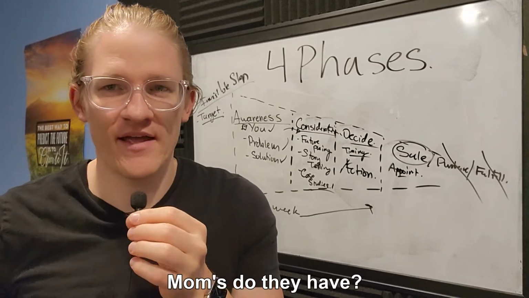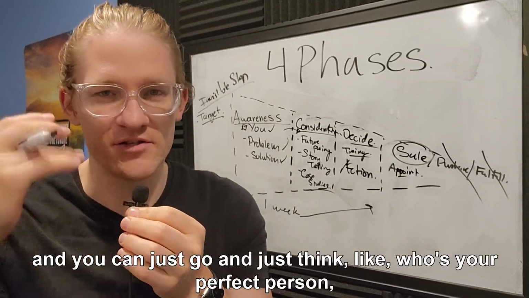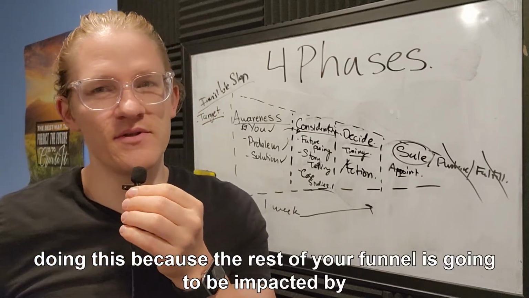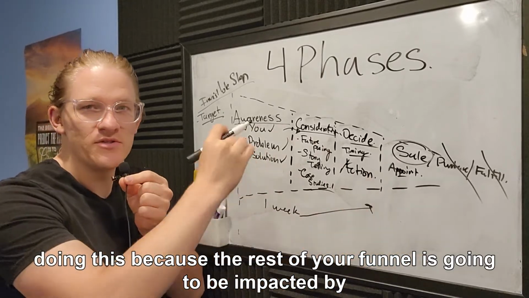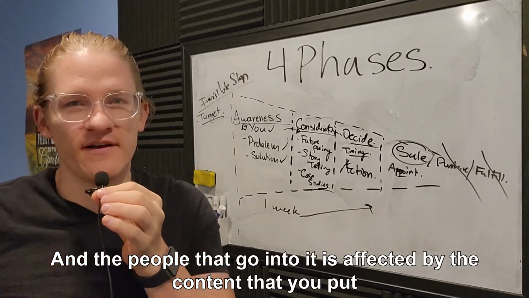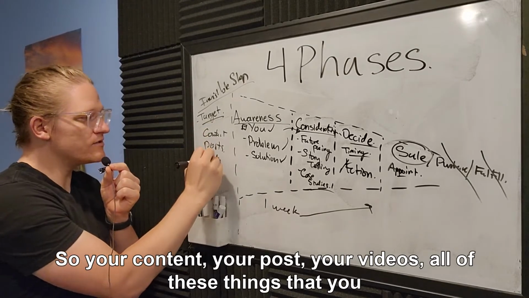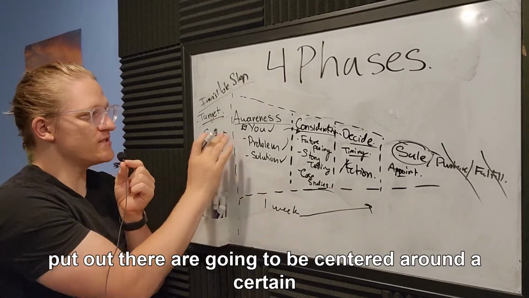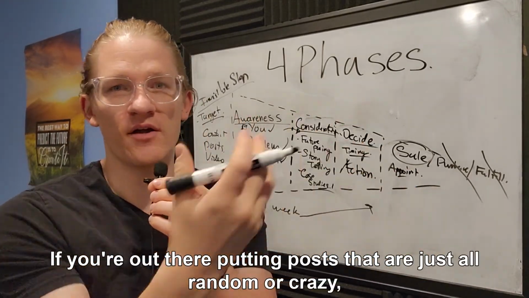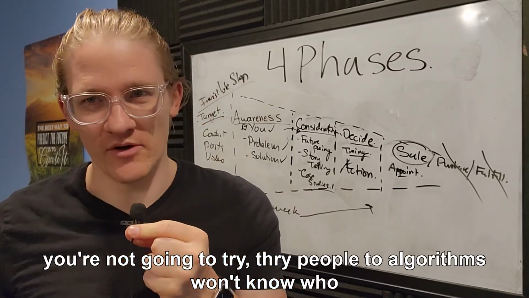What kind of problems do they have? There's about 20, 30 pages of questions that you can answer, and you can just think about who your perfect person is, right? You don't have to buy this product, but I highly recommend doing this, because the rest of your funnel is going to be impacted by the people that you put into it. And the people that go into it are affected by the content that you put out here. So your content, your posts, your videos, all of these things are going to be centered around a certain persona or person that you want to attract. And if you're putting out posts that are all random or crazy, you're not going to attract the right people. The algorithms won't know who you're going after.